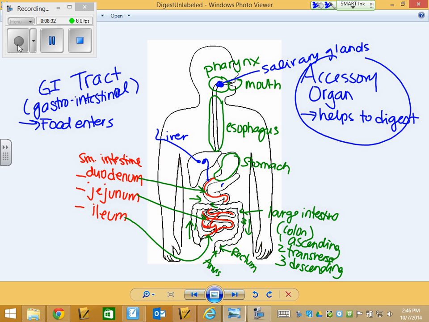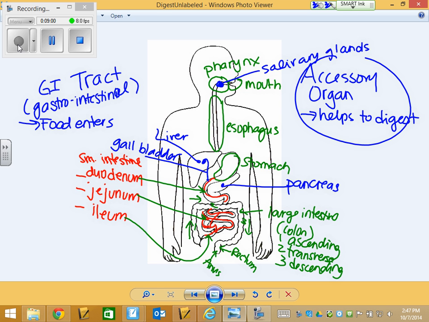So we have liver, we have gallbladder, and finally we have pancreas. Your pancreas is actually kind of behind your stomach. I picked this picture because you could actually see a good chunk of your pancreas, but most of the time you can only see a slight little section of your pancreas because your stomach is actually in front of it.